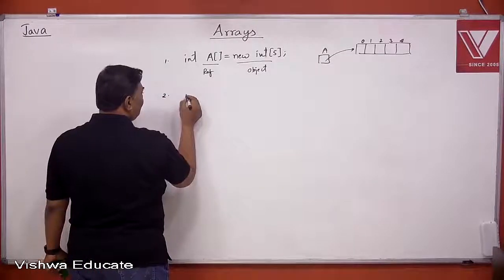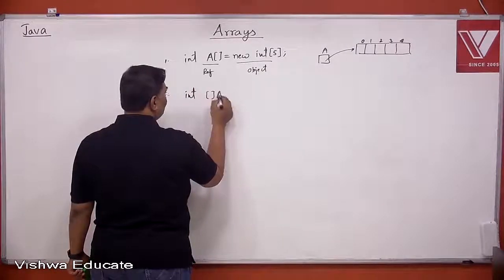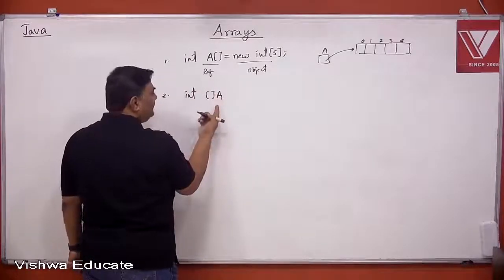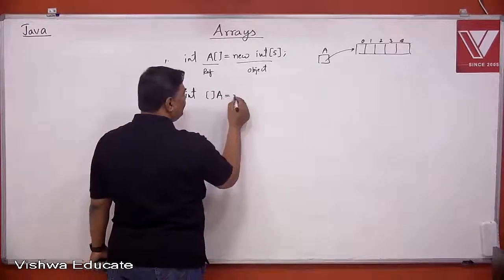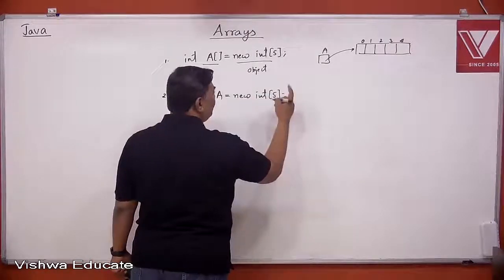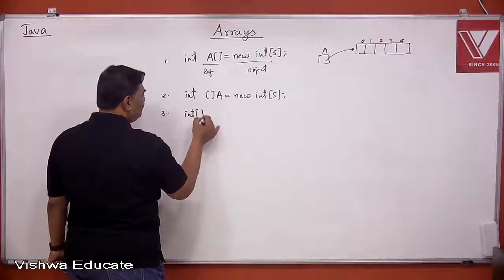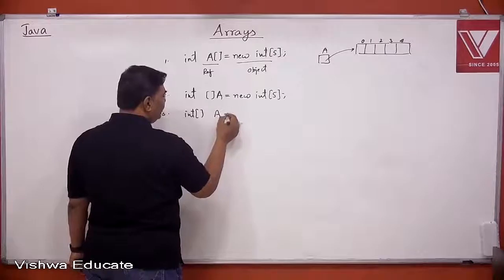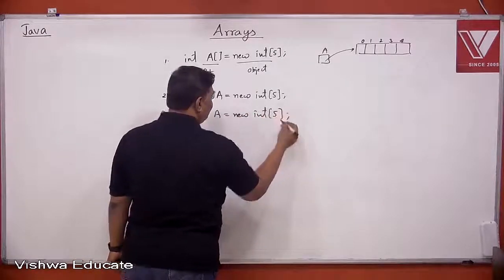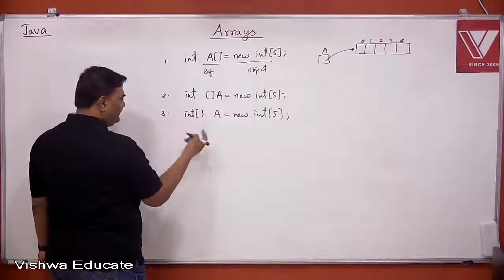Second method, I can declare array like this also. I'm using same name instead of writing A, B, C, D. I'm writing another method, so I'm using same name again. New int of size 5. It's the same thing. Third one, integer brackets, then space A, assign new int of some size. Let me take 5 only. Even you can give brackets just beside the name or after the data type also.